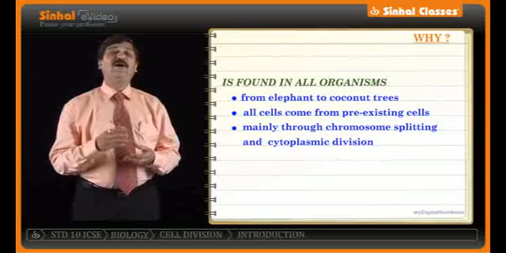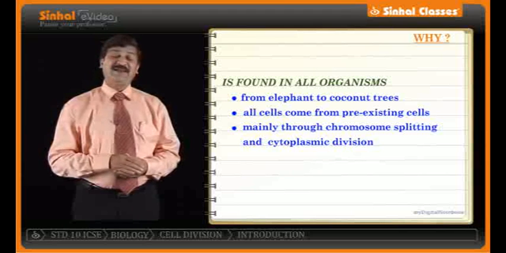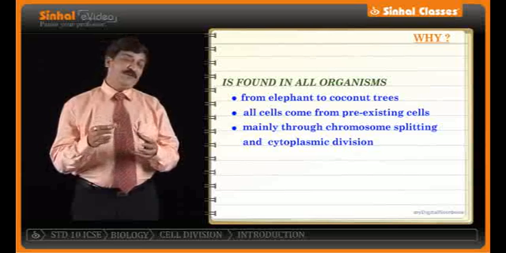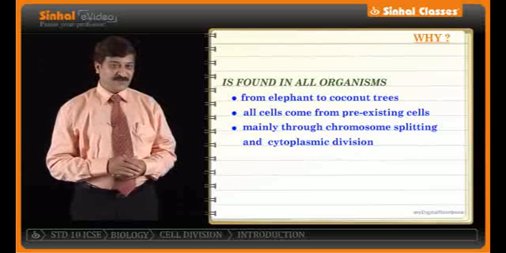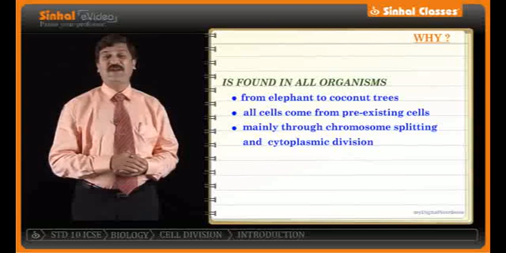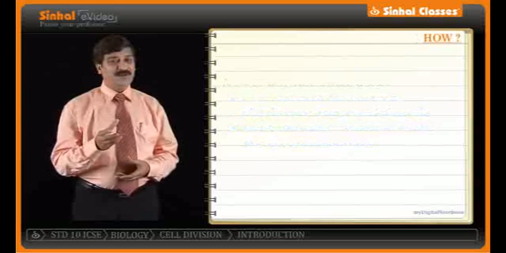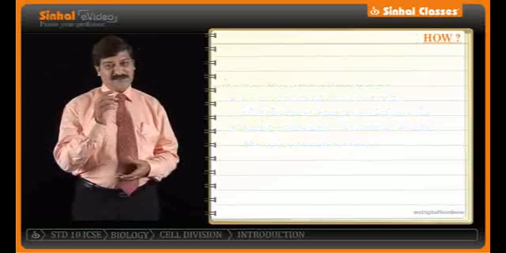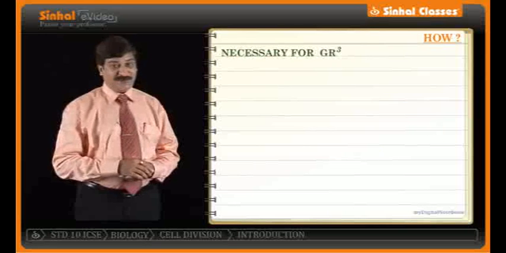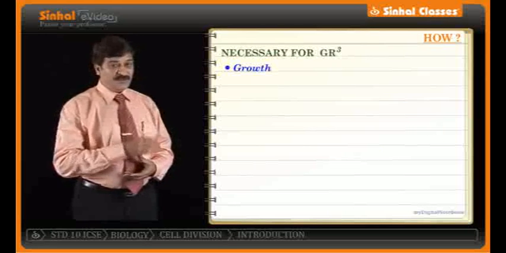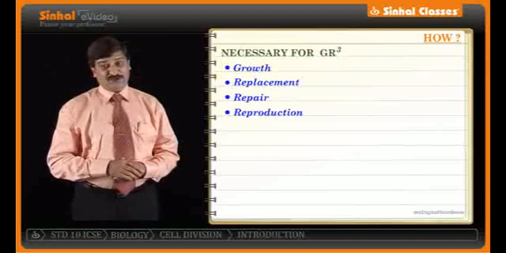Here, when we talk about so much variation, we are even highlighting what must be happening exactly when it comes to cell division. When we talk about the issue of cell division, one question comes to our mind, that is how. When we are talking about how, let us take these four main points: growth, replacement, repair, and reproduction.